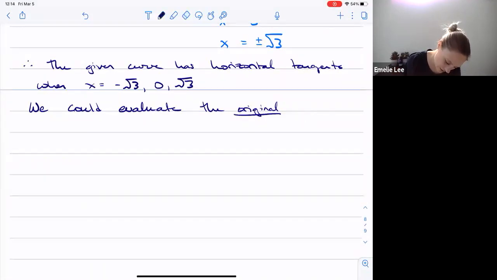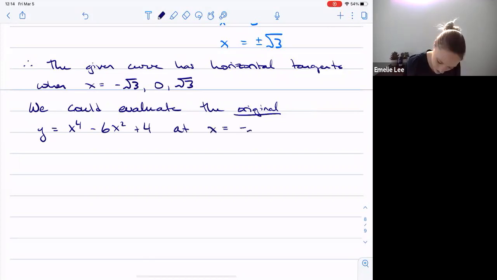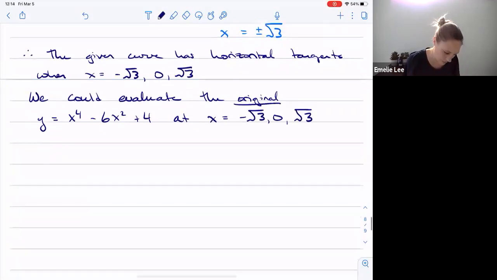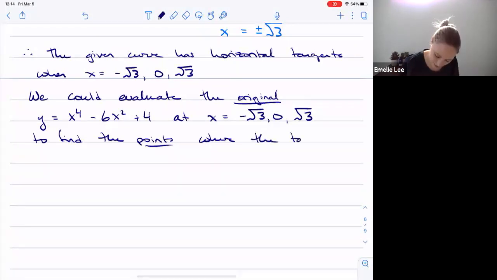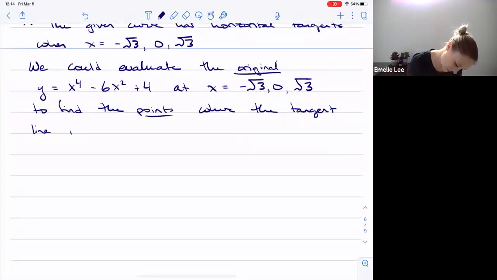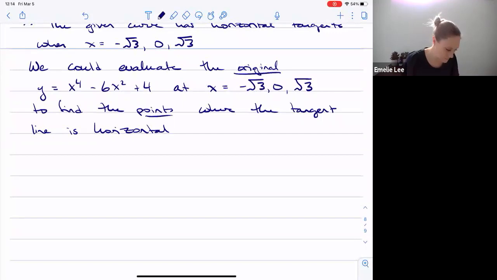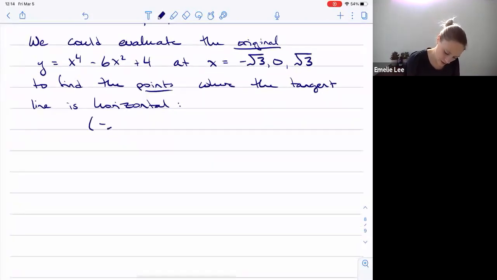y, y equals x to the 4 minus 6x squared plus 4, at x equals negative root 3, 0, and positive root 3 to find the points where the tangent line is horizontal, and they're going to be negative root 3, negative 5, 0, 4, and positive root 3, negative 5.